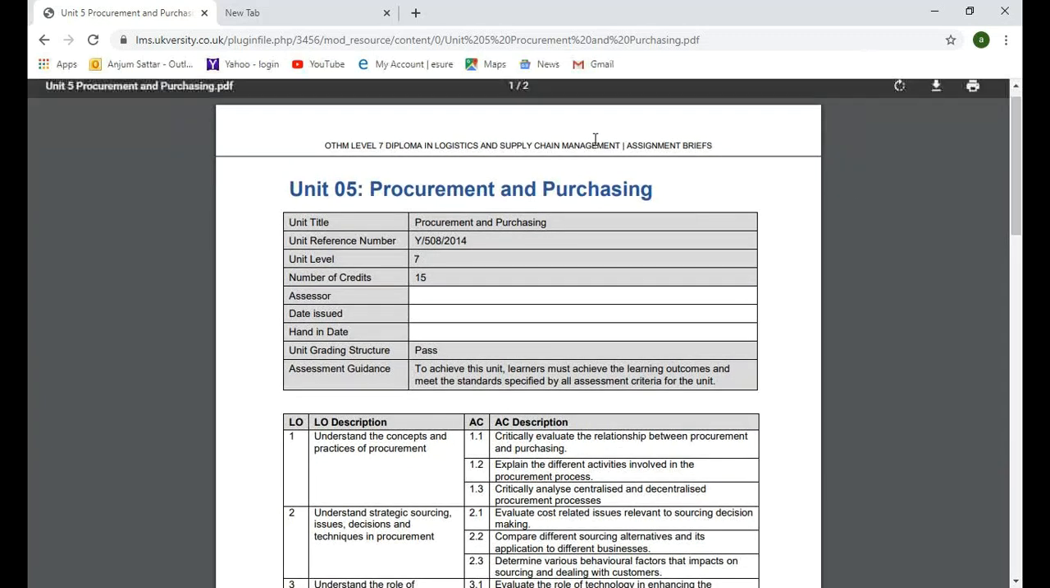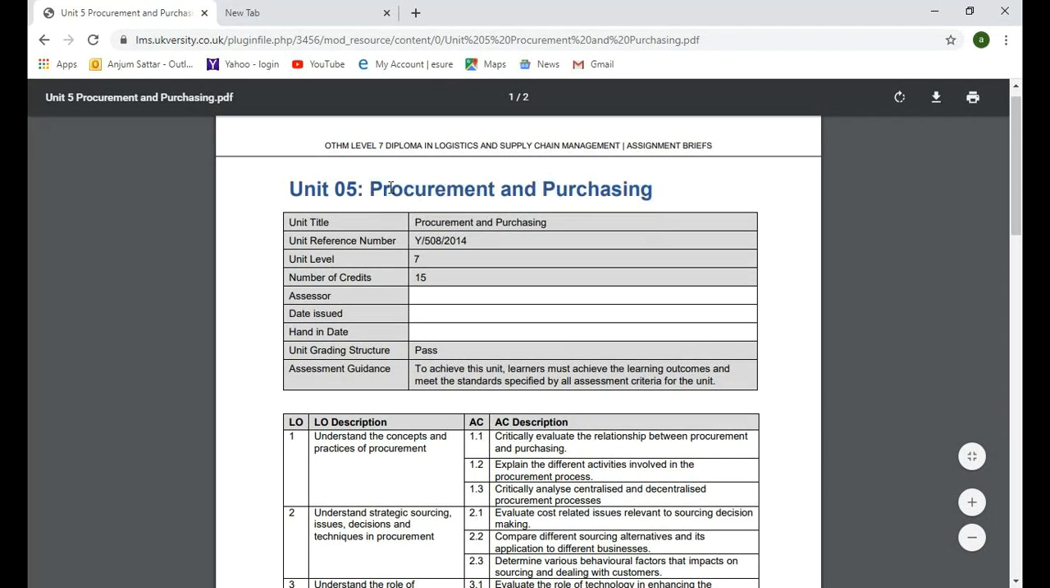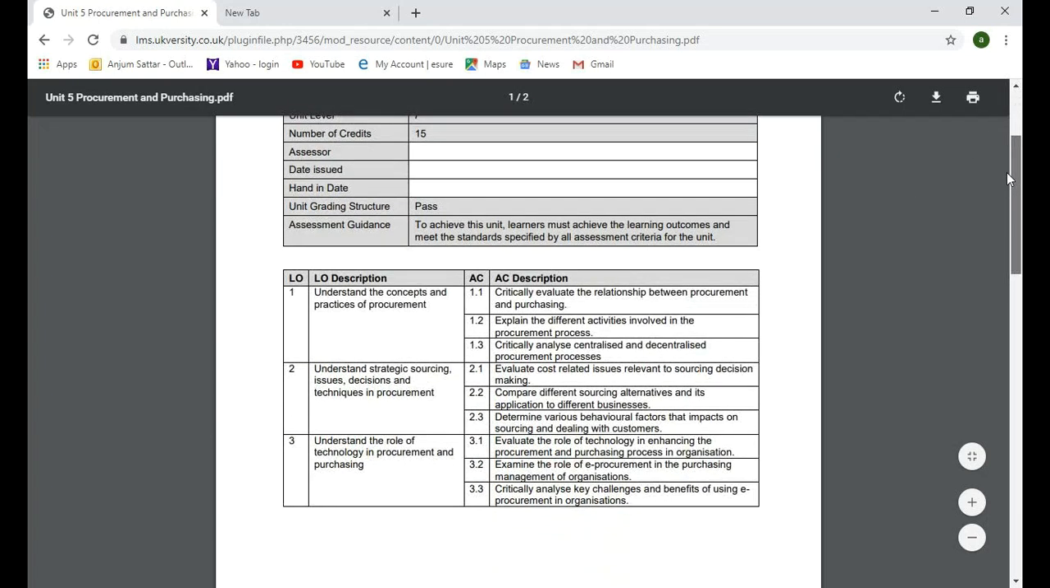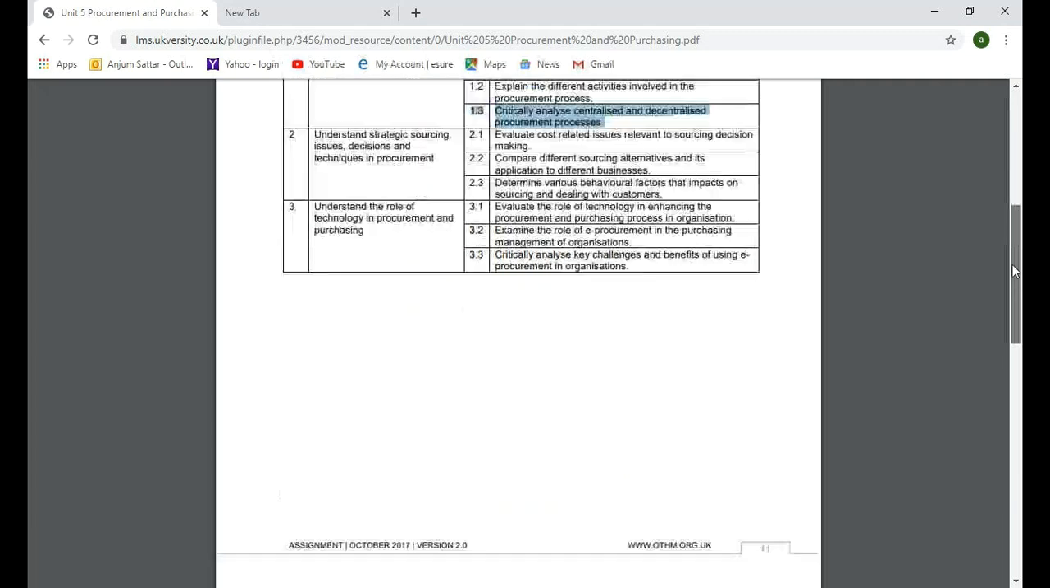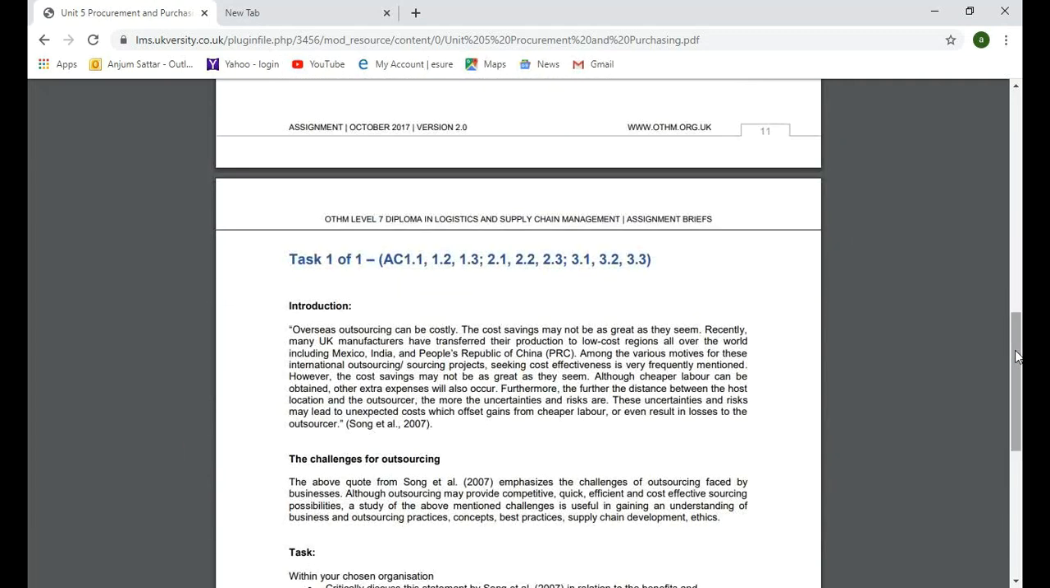So it's quite a generic subject, procurement and purchasing, which we'll go through in Unit 5, and we have 3 learning outcomes. LO1 is understanding the concepts and practices of procurement, which will go through critically evaluating the relationship between procurement and purchasing, which we'll discuss. Second, we'll go through explaining the different activities involved in the procurement process. And third, we'll critically analyze centralized and decentralized procurement.